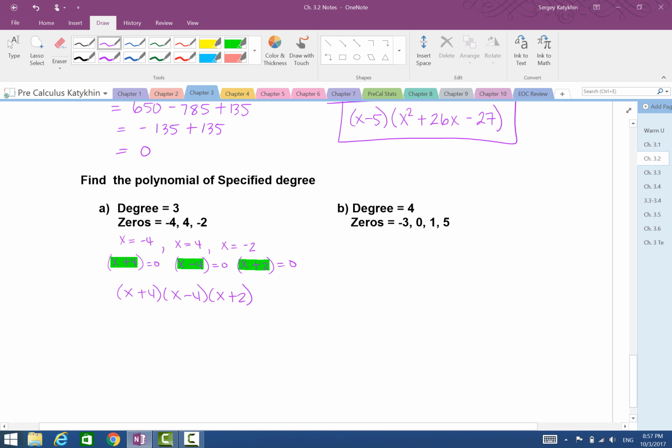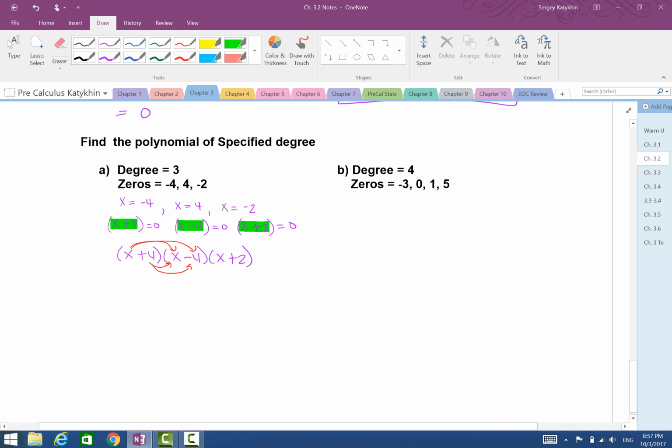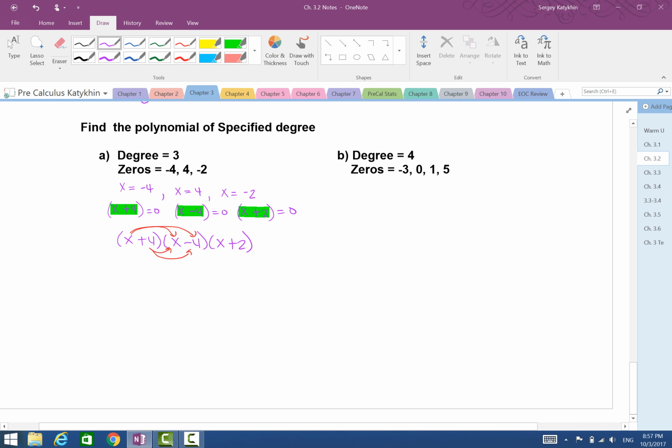So doing that, I get x times x. So let's go ahead and multiply this one out first by distributing, and then we're going to distribute the 4 as well. So by distributing the first 2 factors, we get x squared, plus 4x, then minus 4x, which gives us 0. And then 4 times -4 will be -16. So that will be the product of the first 2 factors, times x plus 2.